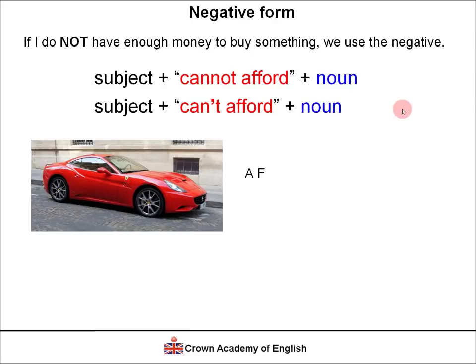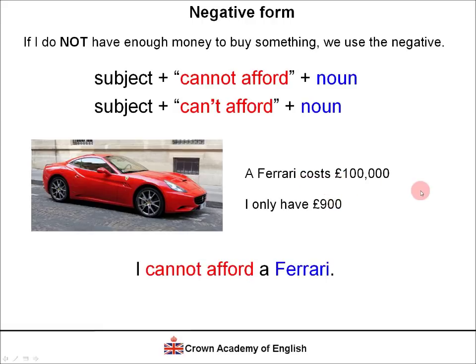So, same example. The Ferrari costs £100,000. Okay, but this time I only have £900. Okay, so I don't have enough money to buy the Ferrari. So we say, I cannot afford a Ferrari. I cannot afford a Ferrari. And in the contracted form, I can't afford a Ferrari. Unfortunately. I wish I could.